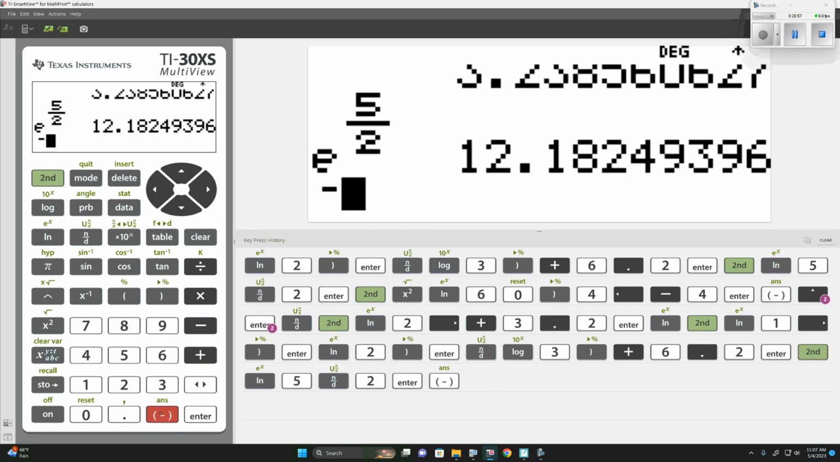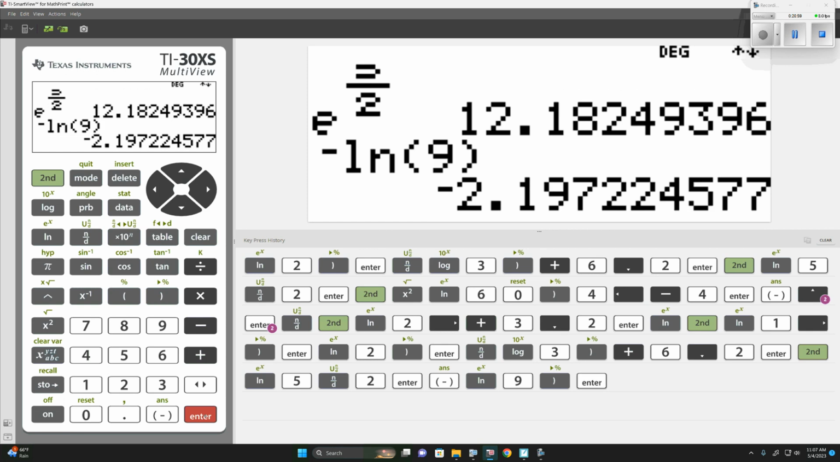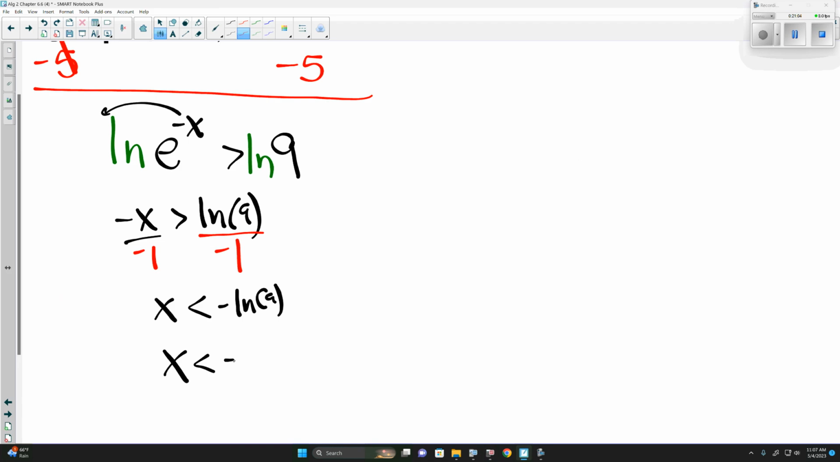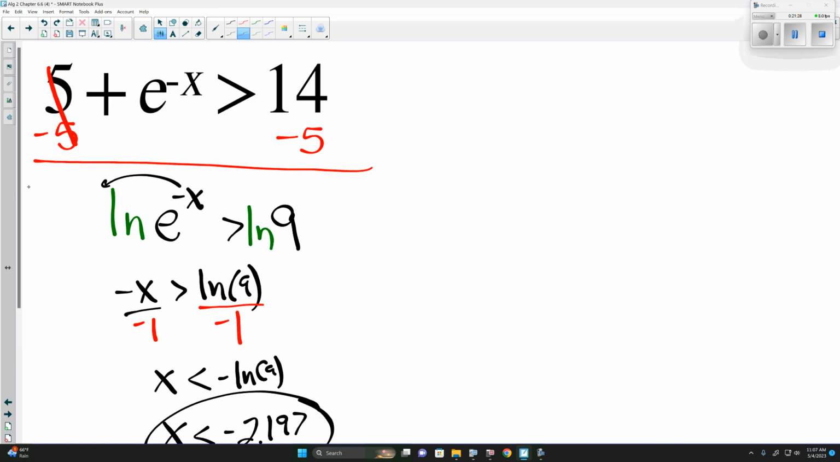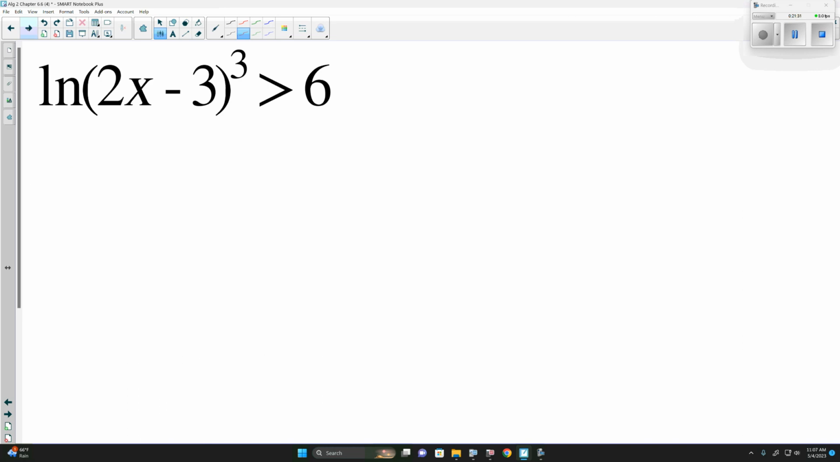And if we type this in, negative ln of 9, we get negative 2.197. Now, because it is an exponential, not a logarithmic, that's fine. Because if the starting variable is in an exponent, not inside a logarithm, it could be positive, it could be negative, it can be 0, it can be anything, any value of x. If x starts in a logarithm, it has to be greater than 0.